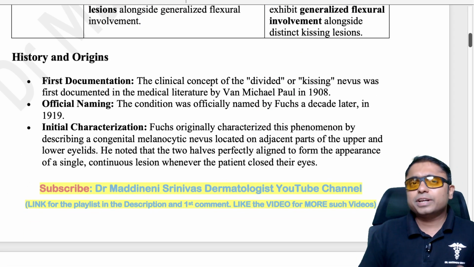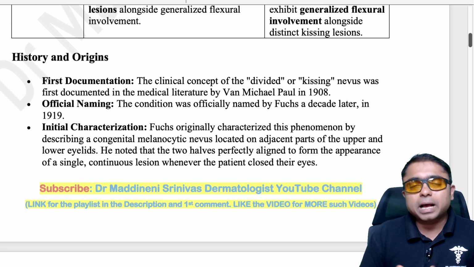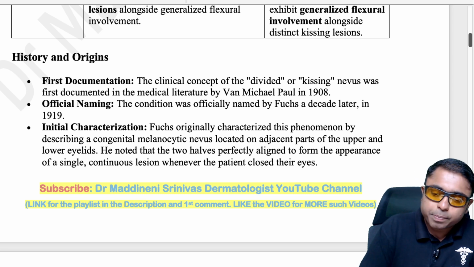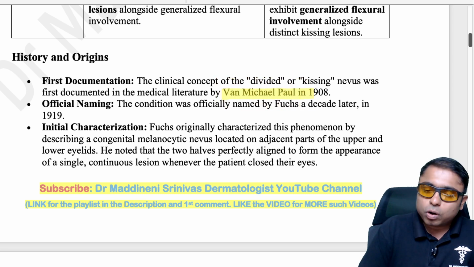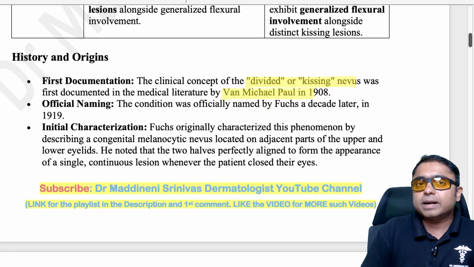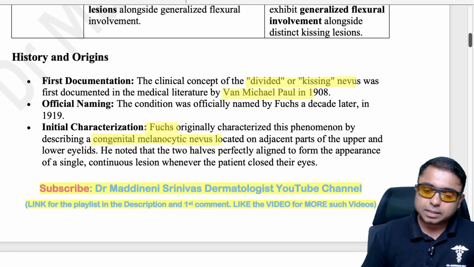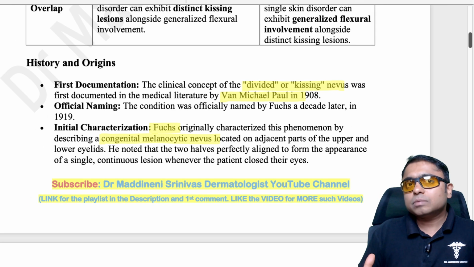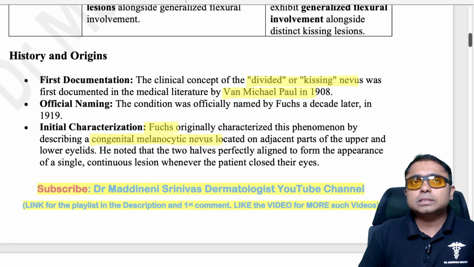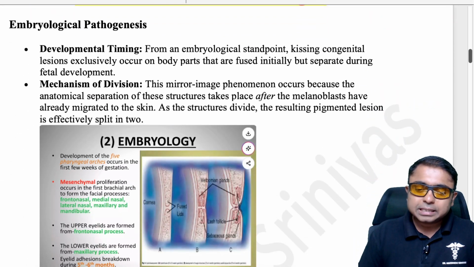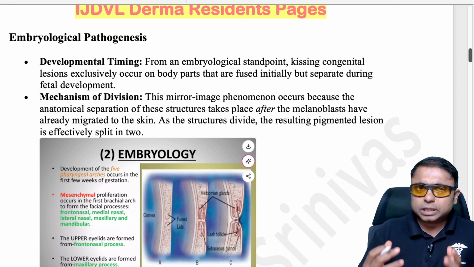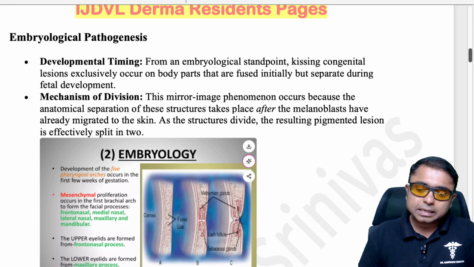So what is the history? The old examiners may be interested in this history part. Michael Paul used this term in the case of the divided or kissing nevus, and later on Fuchs coined the term congenital melanocytic nevus. What is the basis for this congenital melanocytic nevus to have this precise kissing lesion pattern? There is a simple embryologic reason for that.